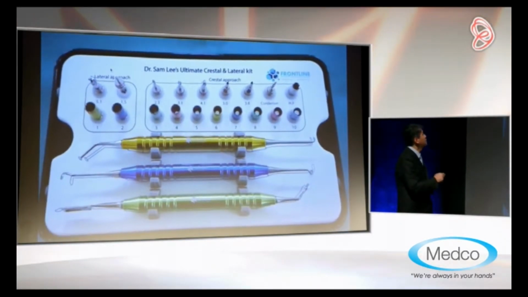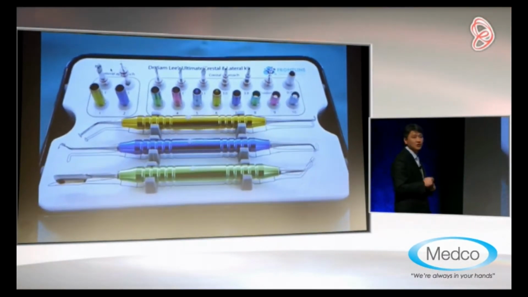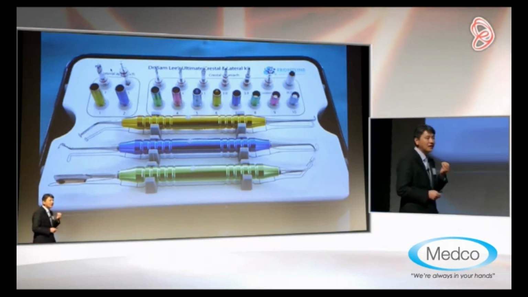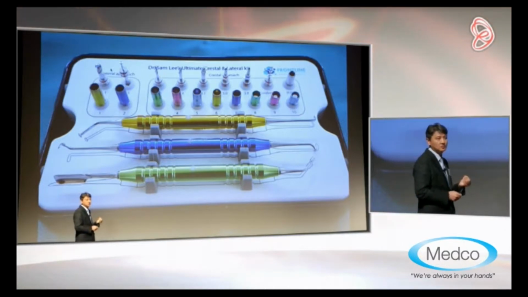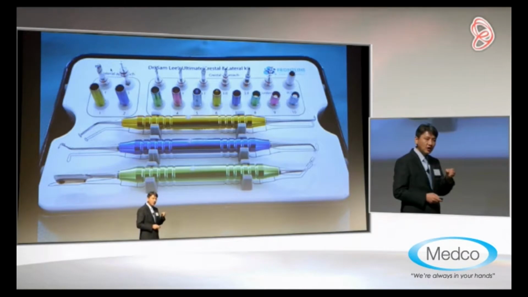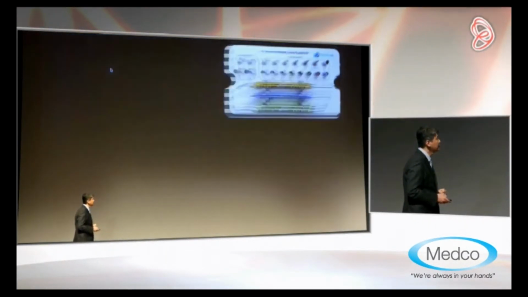So once again, you just need these 2 burrs for lateral window. For Cresto window technique, you need more burrs because it depends on your diameter of your fixture. So you will select 1 millimeter shorter, smaller than your planned diameter fixture.